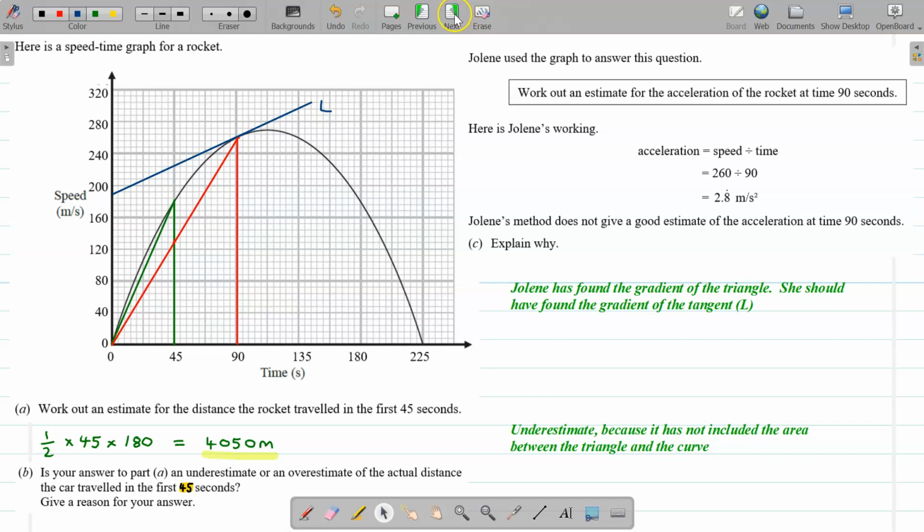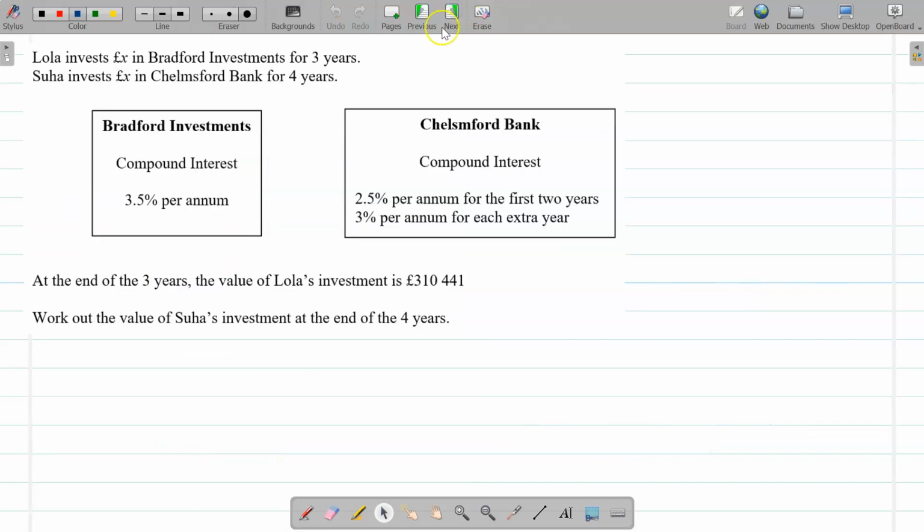Okay, next. Okay, this is about two investments. They both invested X pounds, and this one was done for 3 years at 3.5% interest. And we know at the end of that period that Lola had this much money. So we can work that backwards to find out what the investment X was when she started.